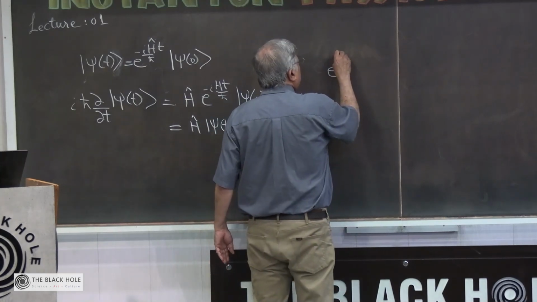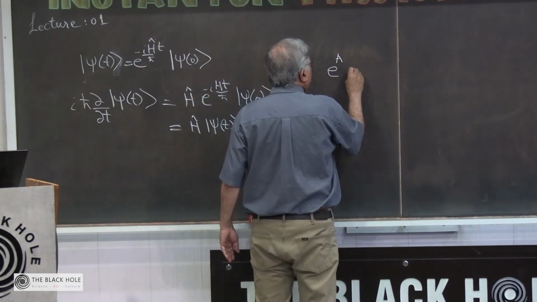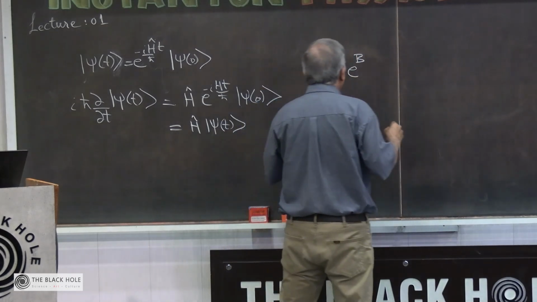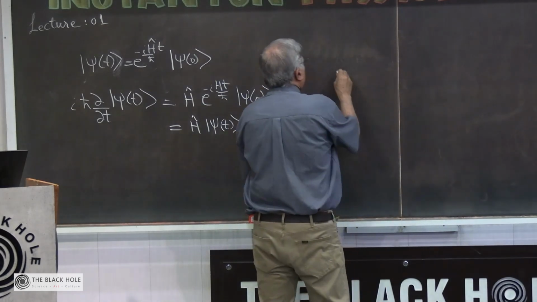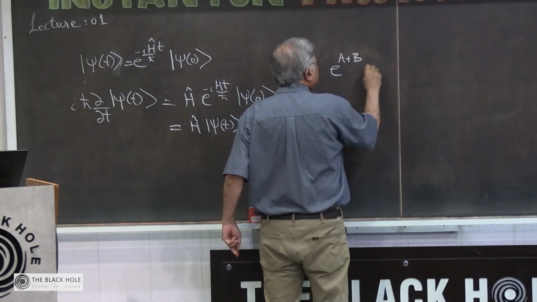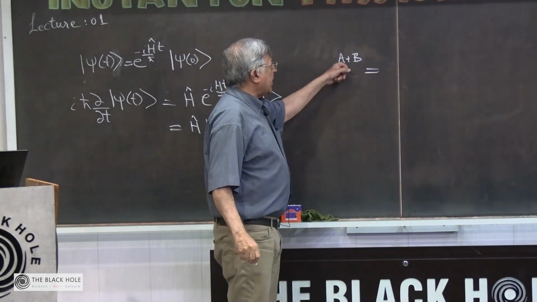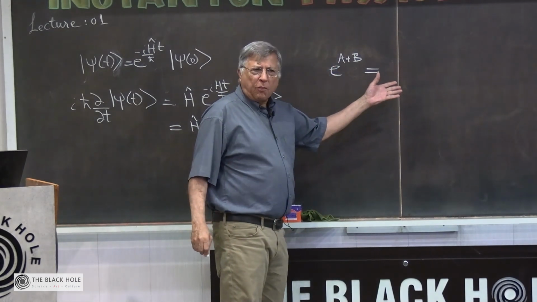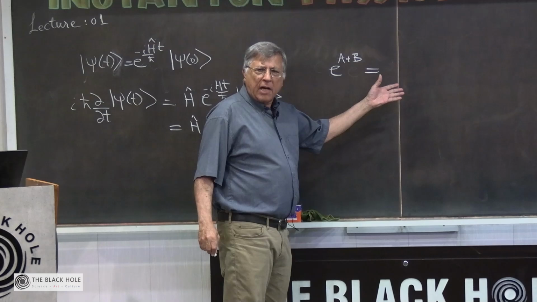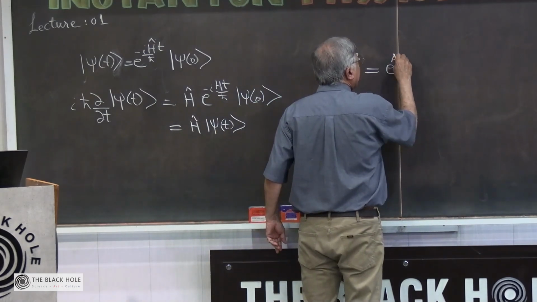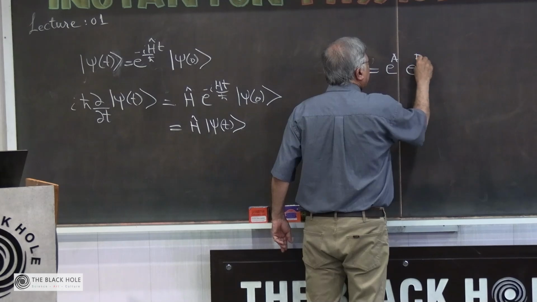There's a theorem I'm going to use that I will need, that e to the A plus B, these are operators A and B. Now, if they were not operators, if they were numbers, I would simply write that this is e to the A, e to the B.